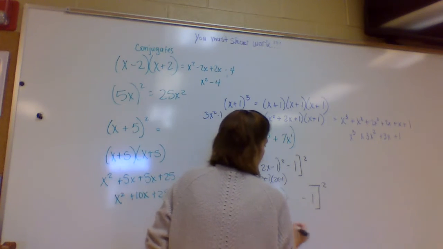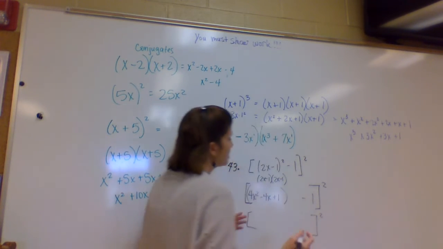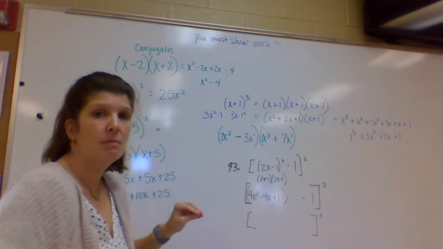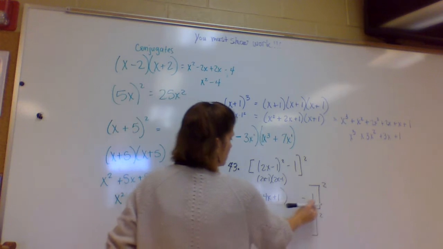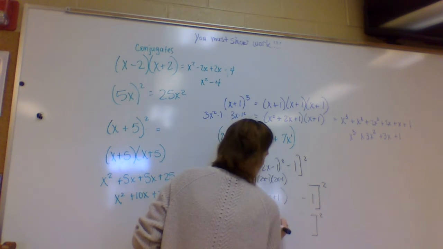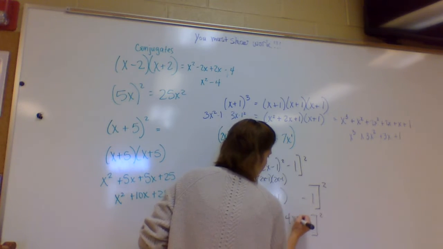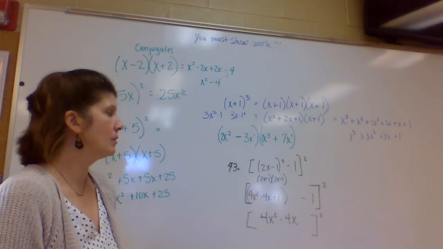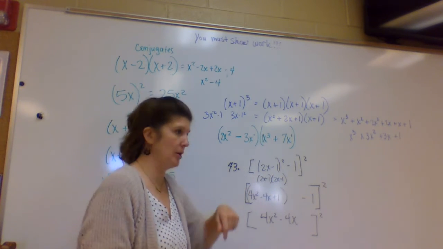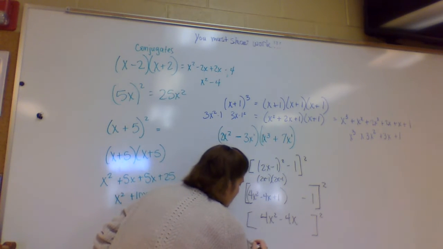Now I'm going to put my like terms together, because remember, still we're doing inside the brackets. We do the inside bit first. So I take care of this, and I have 4x squared minus 4x plus 1 minus 1, which means those go away. And now I need to square this part. I don't really need brackets anymore.